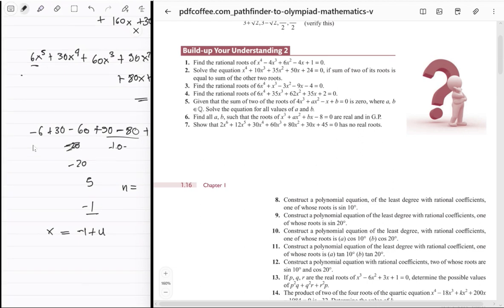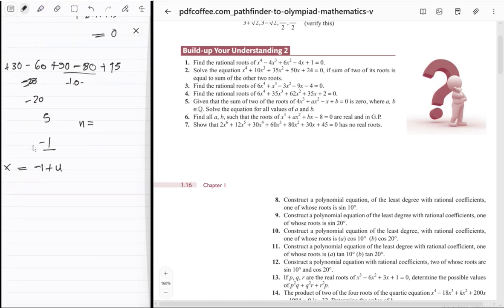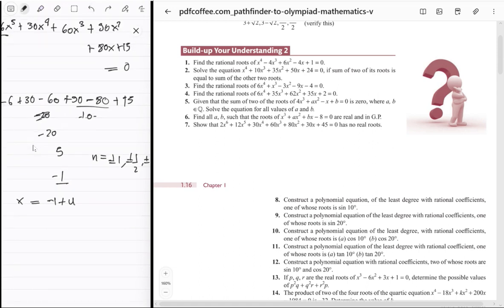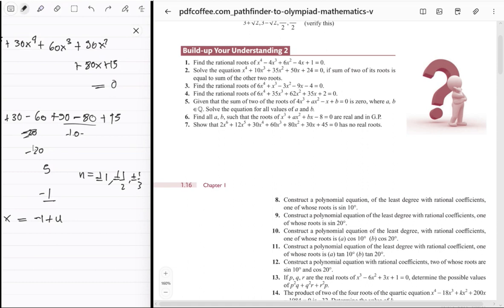So 1 upon 1, 1 upon 2, 1 upon 3. So it could just be plus minus 1, plus minus 1 upon 2, or plus minus 1 upon 3. So that reduces it to 6 cases. Not nice. So just figure out what happens at 2 instead. Of course at 0 we know it's just not going to help. It's 15.